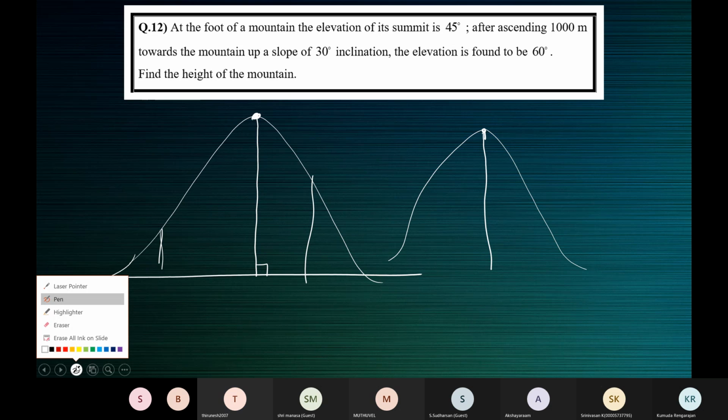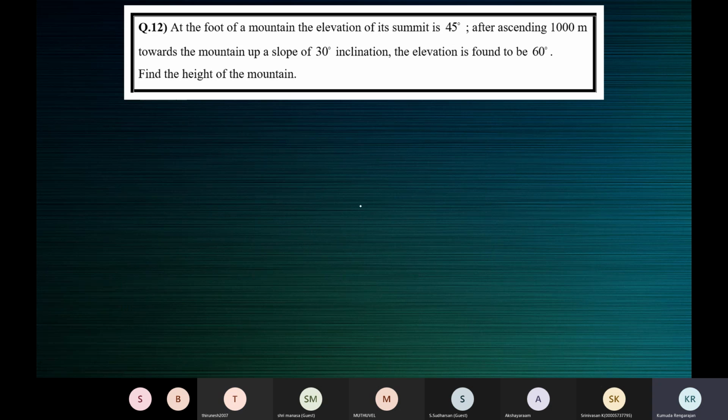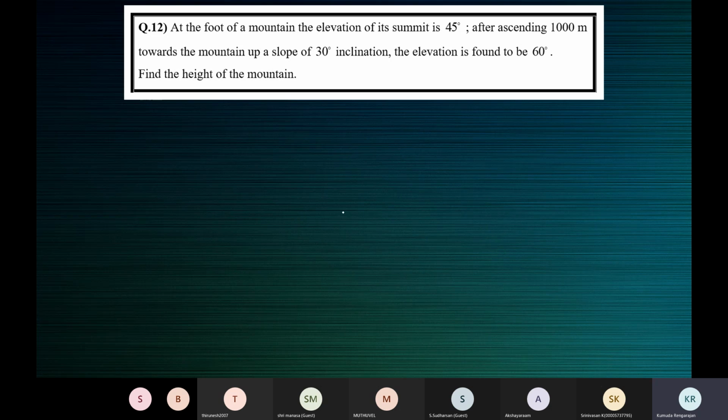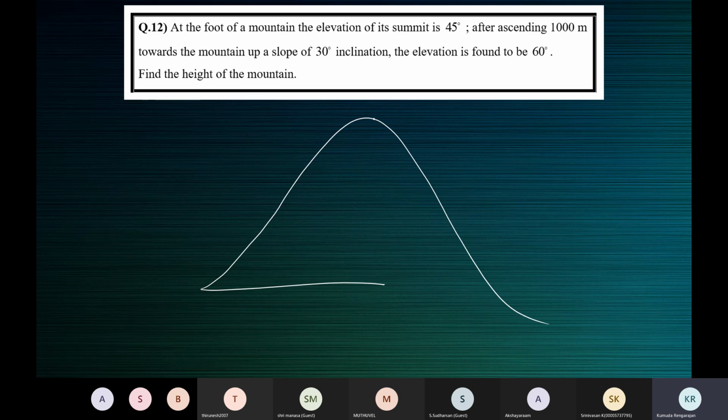Yes, ma'am. So we are not going to show the mountain like this. We're just going to show the height of the mountain using this line segment. So the diagram will be like this. At the foot of a mountain, so the diagram is like this, and we take up only this triangle. This is the foot of the mountain. And this is the mountain peak.